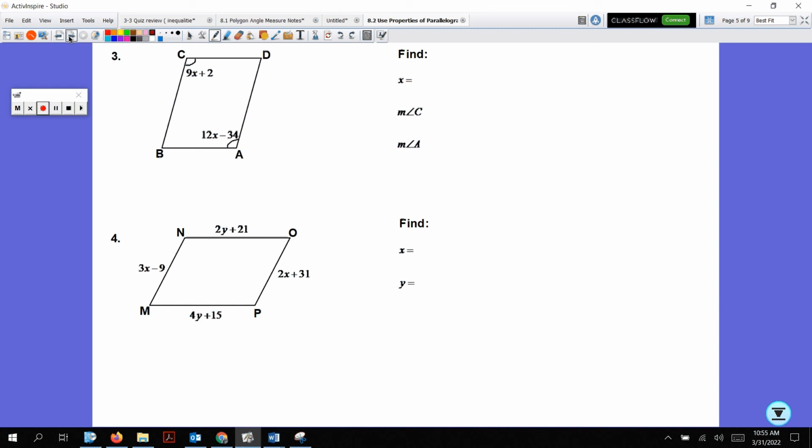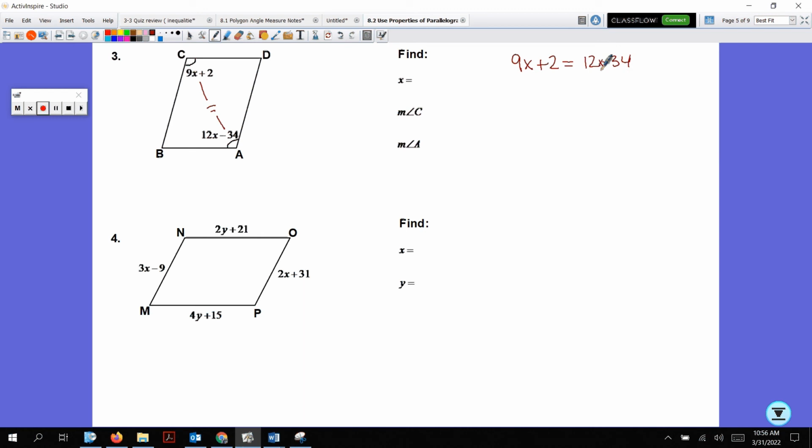Okay, here we have number 3. We have two expressions. The angles are given in expressions. We know that these two are equal to each other, right? Because they're congruent. So in order to find x, we need to make an equation. 9x plus 2 equals 12x minus 34. Oops, I forgot my x.